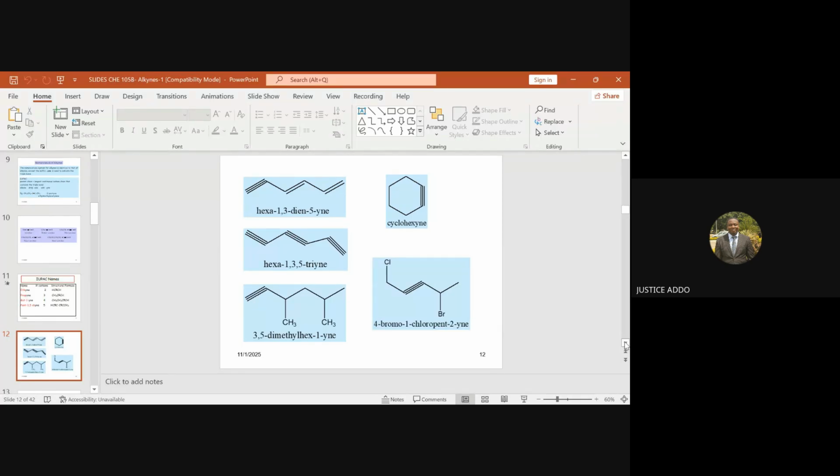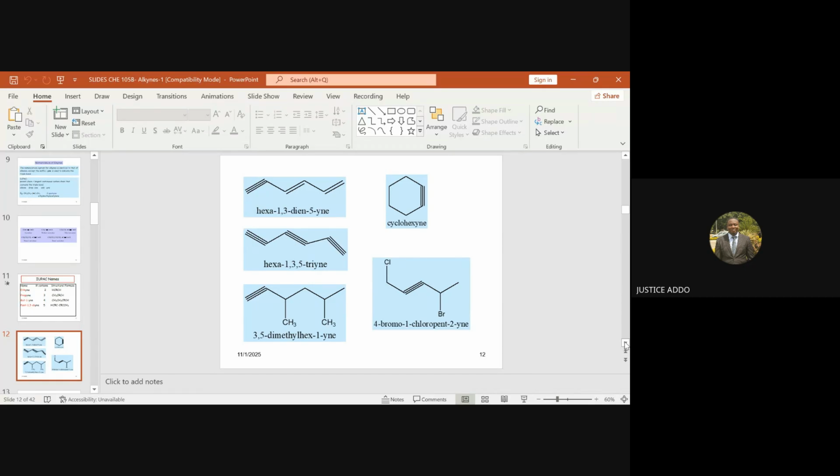So I was saying that after selecting your longest chain that contains the triple bond, any other group that is not part of the longest chain, we all know it's considered what? A substituent. And the substituent must be named before the parent name. So the substituents too, you need to know their positions. After the numbering, that you are giving the least number to the triple bond, at least it will help you also to get to know the position of the substituent.